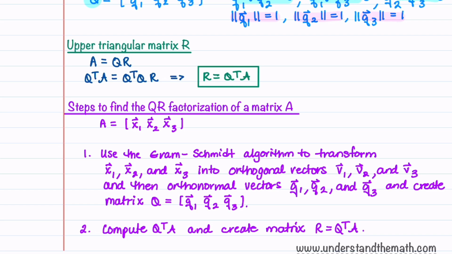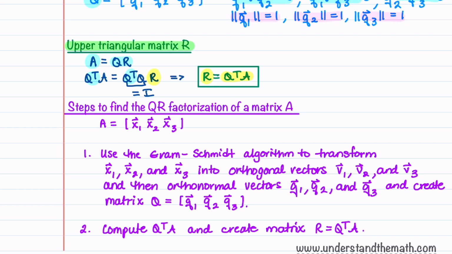Let's now talk about how to find the upper triangular matrix R. We're going to set matrix A, that's the matrix that we're going to be given, equal to Q times R. And then to find R, we're going to multiply both sides of this equation by Q transpose. Since Q transpose is equal to Q inverse, this just means that we can find R, and it's going to be equal to Q transpose times A, because this is going to become our identity matrix.